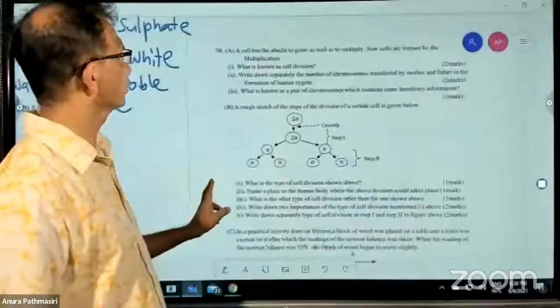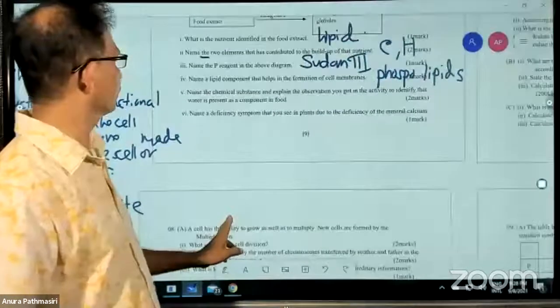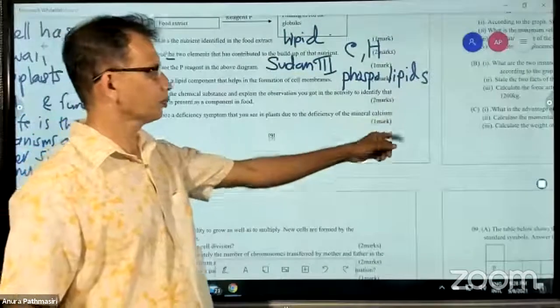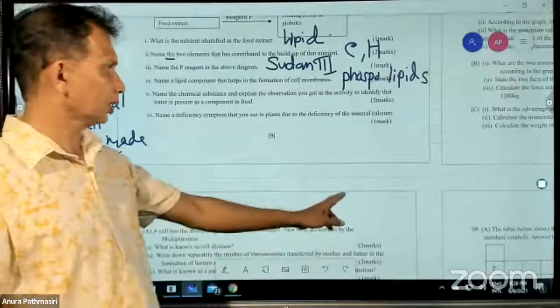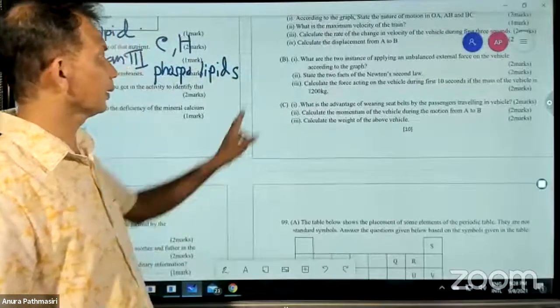Name the deficiency symptom that you see in plants due to the deficiency of mineral calcium. The tip of the plant leaves dying. Can I go to the next question? Yeah.